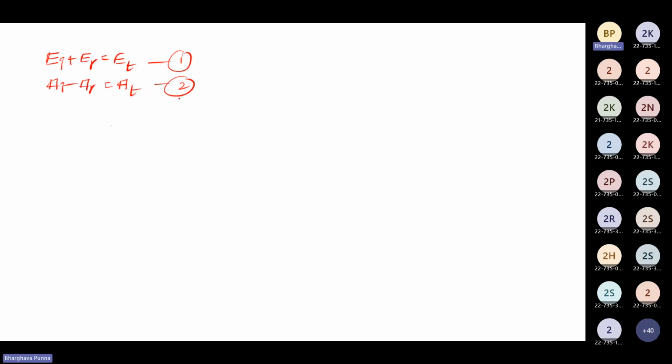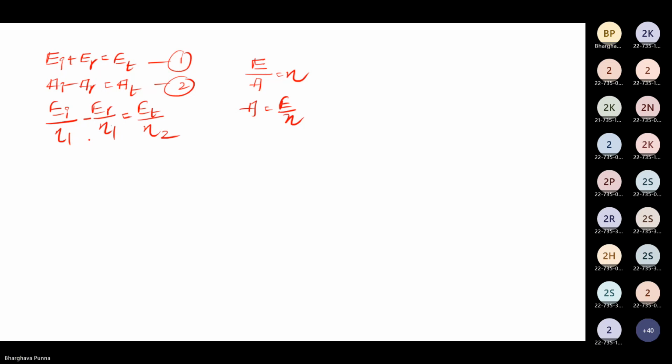Okay. So we have the relation with respect to impedance. E by H is equal to eta. So H is equal to E by eta. Here I'm replacing HI with EI by eta 1, as the incident wave is related to medium 1. Minus ER by HR is nothing but ER by eta 1, which is also related to medium 1 only. It is equal to HT, which is ET by eta 2, because the transmitted wave is related to medium 2. You may understand where I wrote eta 1 and where I wrote eta 2.